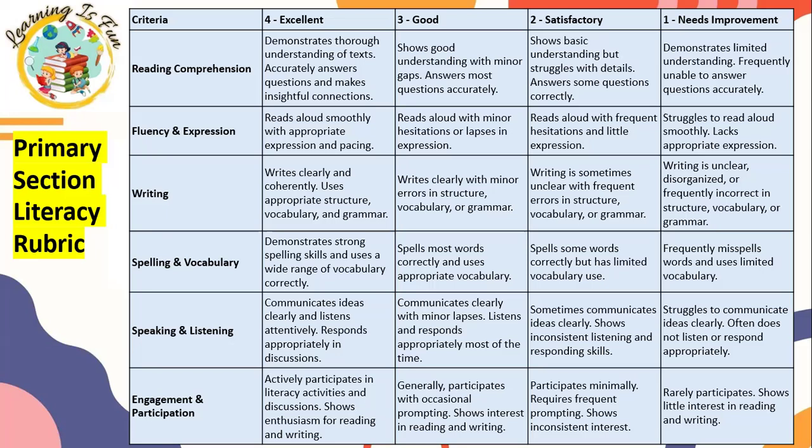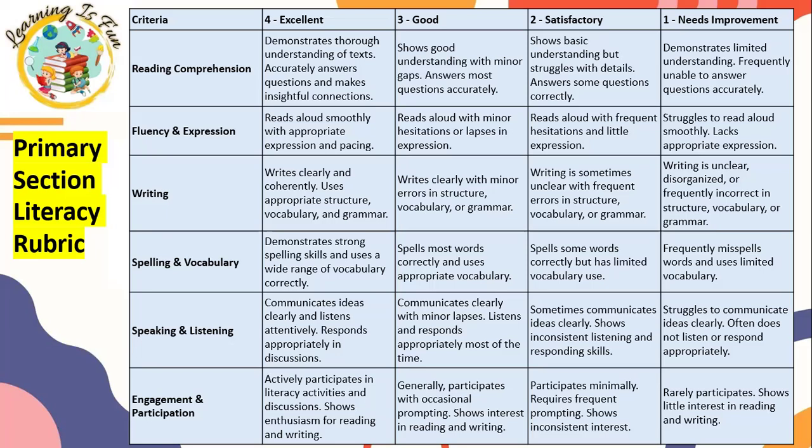Reading and comprehension is there, fluency and expression, writing, spelling, vocabulary, speaking and listening, engagement and participation, and how we have designed it. Now for excellent, students demonstrate a thorough understanding of text, accurately answer questions, and make insightful connections. Okay, now when you are having your rubric for that, this is for excellent. The ones who are answering you in that criteria, you are going to check them.